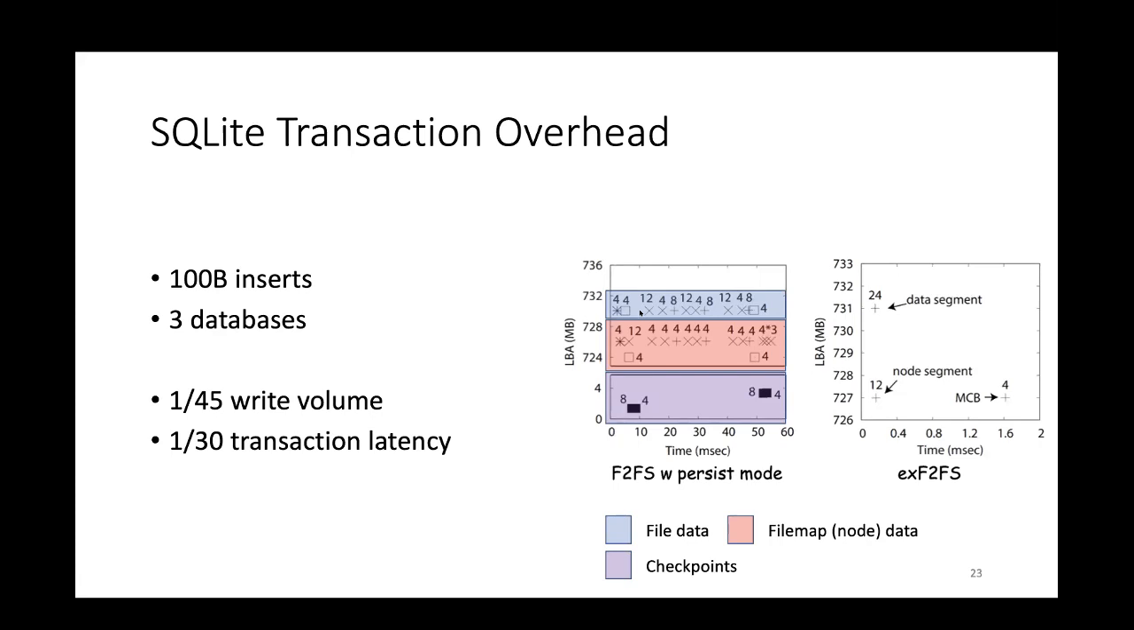We have a ton of these different writes in the metadata and data areas and different checkpoints in F2FS. But if we look at exF2FS on the right, we only have 3 big writes because we don't need to do all these F-syncs to rollback files and stuff like that. The transaction is just handled in the file system with the concepts we discussed before. So there's a lot less writing. So in this example, we have 1/45 of the write volume and 1/30 of the transaction latency, because we could express this transaction just in the file system.